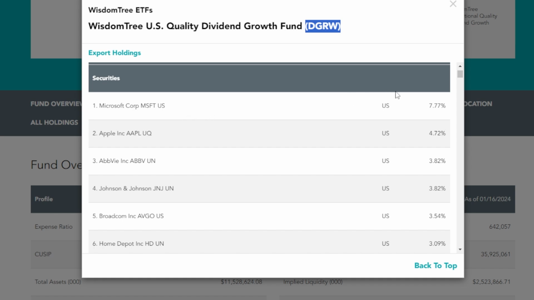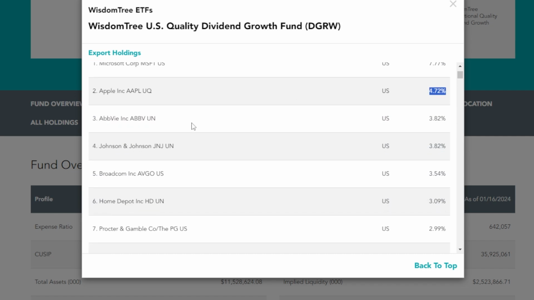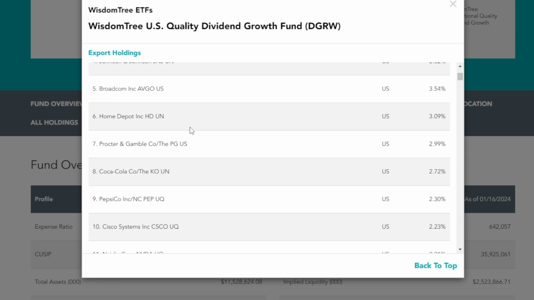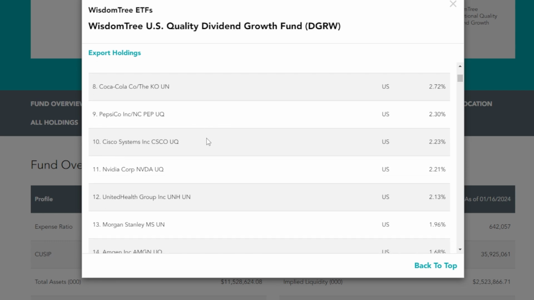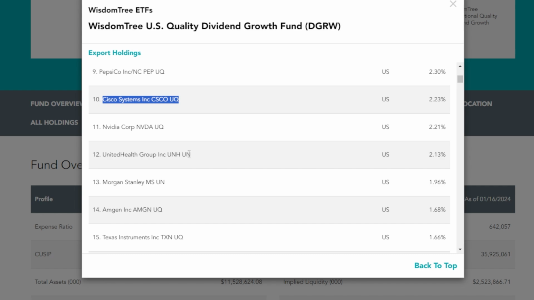We have things like Microsoft making up almost 8% of the ETF, which I love. We have Apple stock, also a huge fan of Apple. We have things like AbbVie, Johnson & Johnson, Broadcom, the Home Depot, Procter & Gamble, Coca-Cola, Pepsi, and then here again we have things like Cisco, Nvidia, etc.